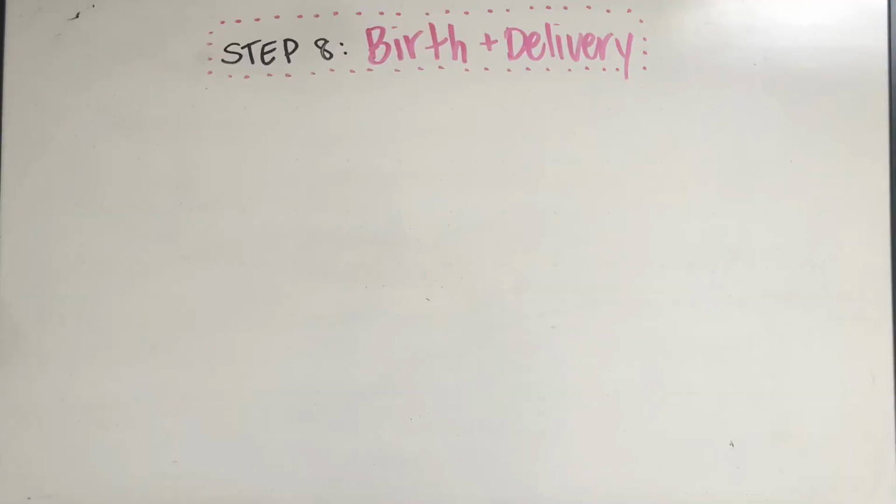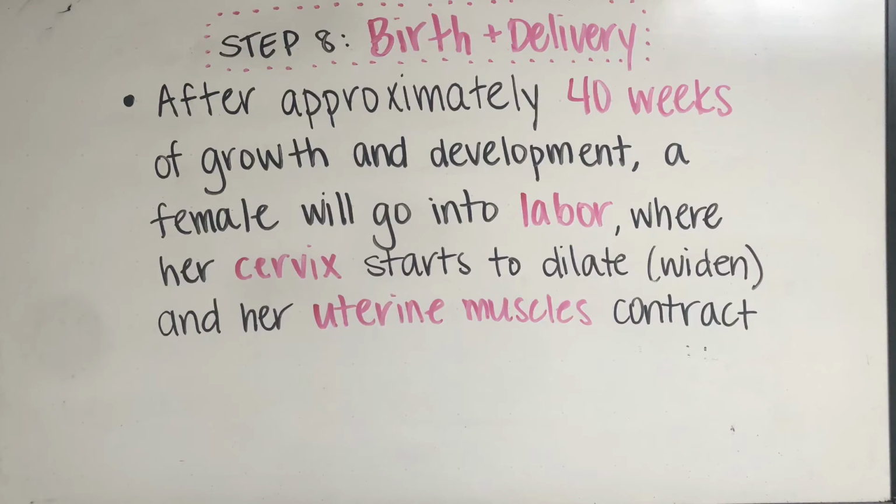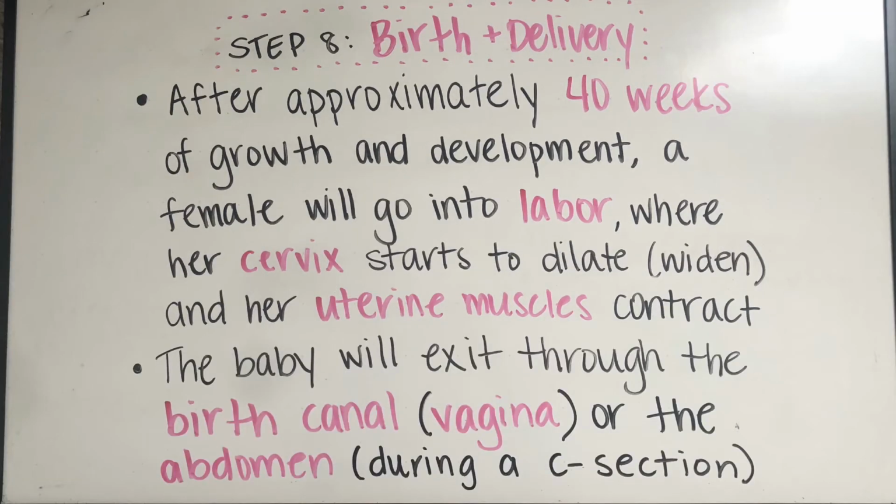Step 8 is birth and delivery. After about 40 weeks of growth and development, a female will go into labor, where her cervix starts to dilate, or get bigger or widen, and her uterine muscles contract. Baby can be born 2 ways, either through the birth canal or vagina, or through the abdomen through a C-section.